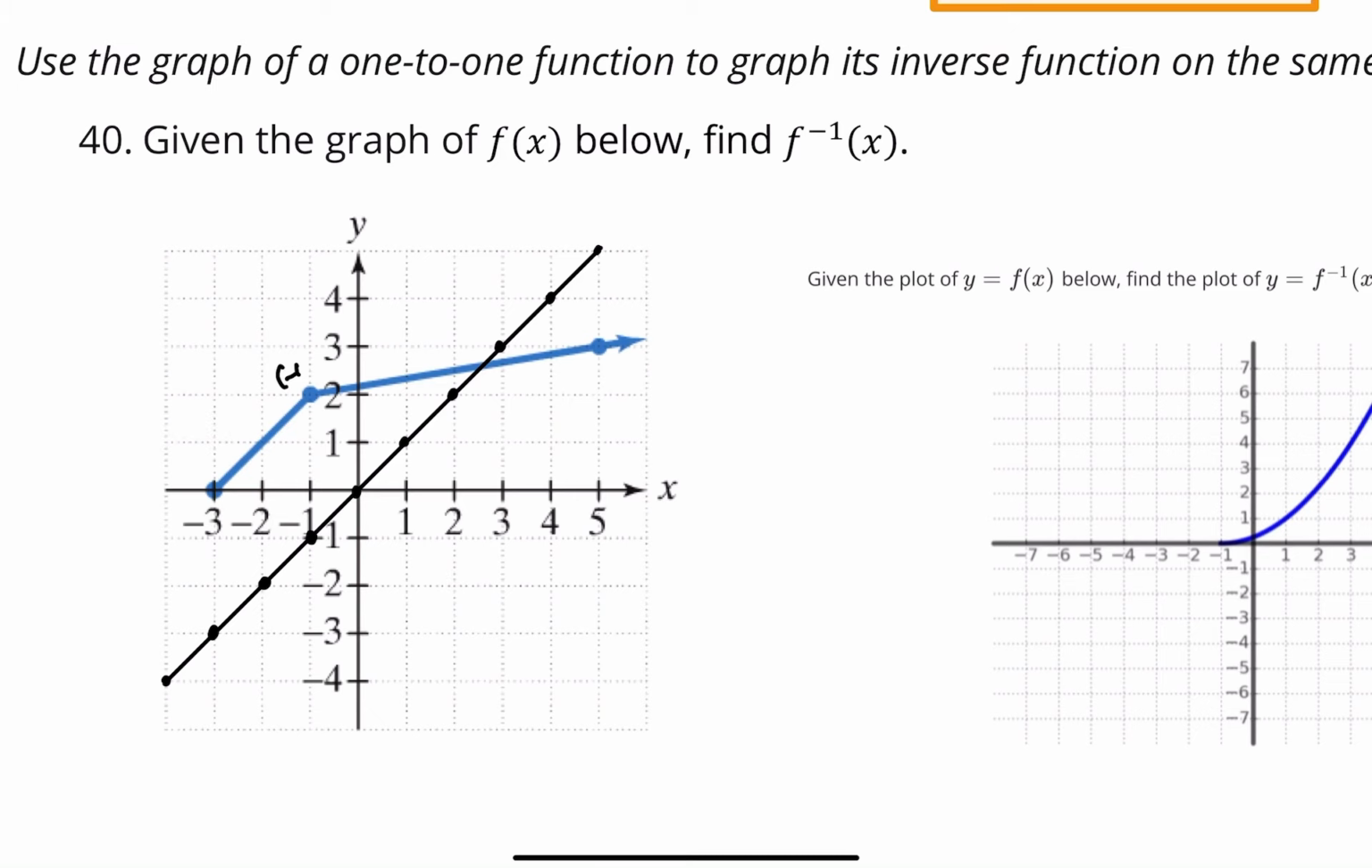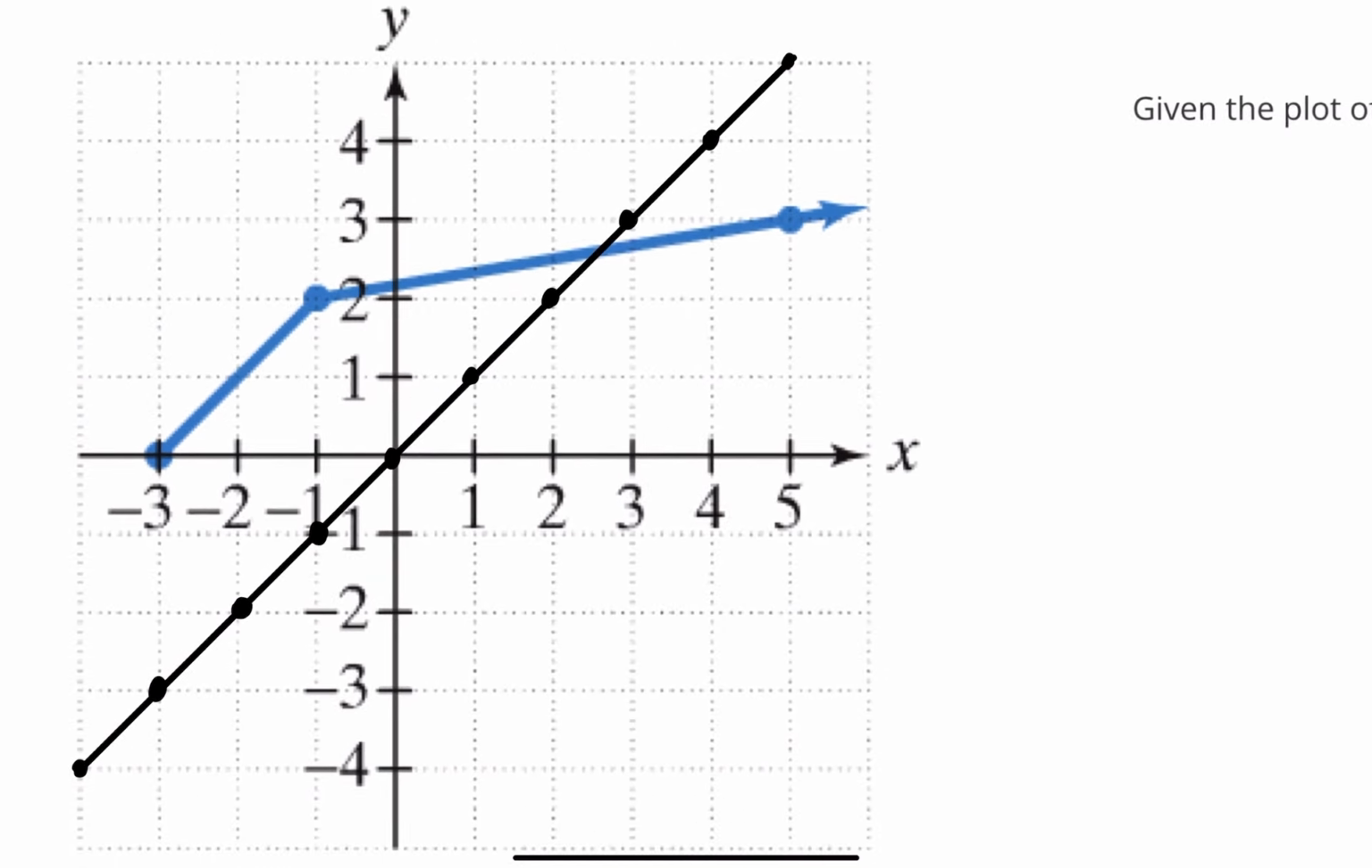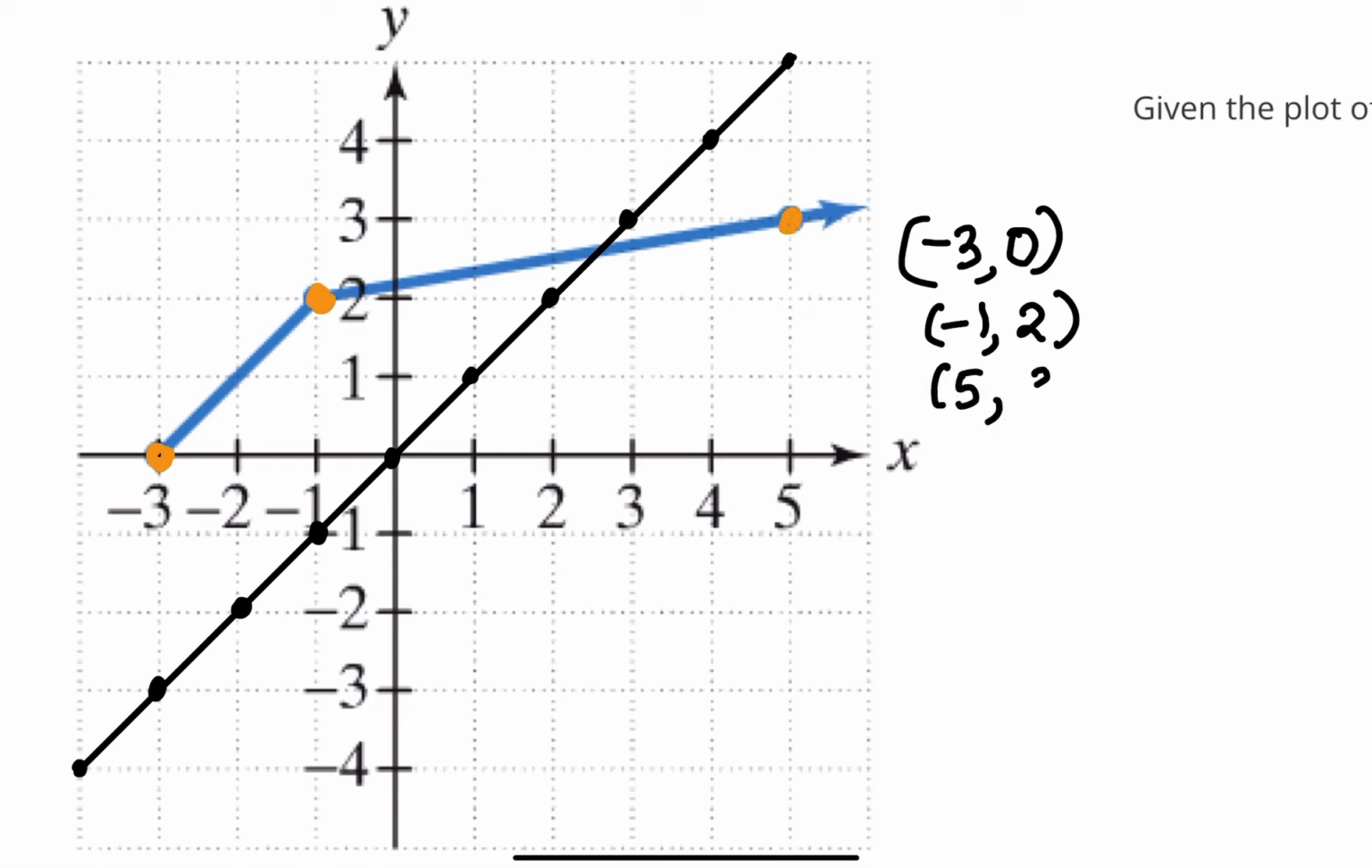I like to write down my points here. What is this point? Let me write this down here. The first point is this, and that is negative 3 comma 0. The second point is this, which is negative 1 comma 2. The third point is this, which is 5 comma 3.